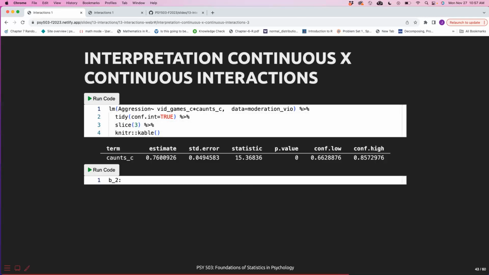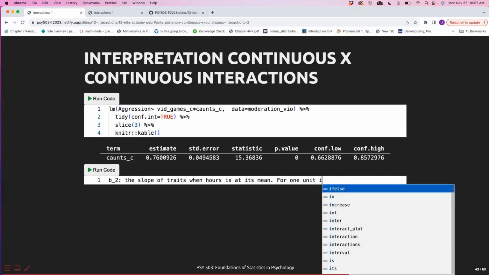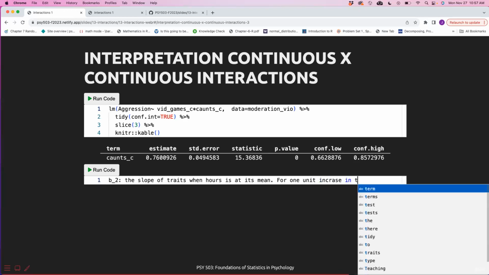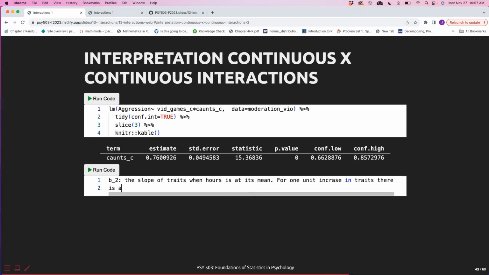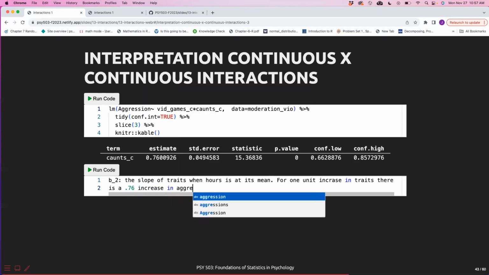So what about B sub 2 here, which is the trait score? So it's basically the opposite of what Aditi said. So this is the slope of traits when hours is at its mean. Right? So for a 1 unit increase in traits, there is a 0.76 increase in aggression scores.